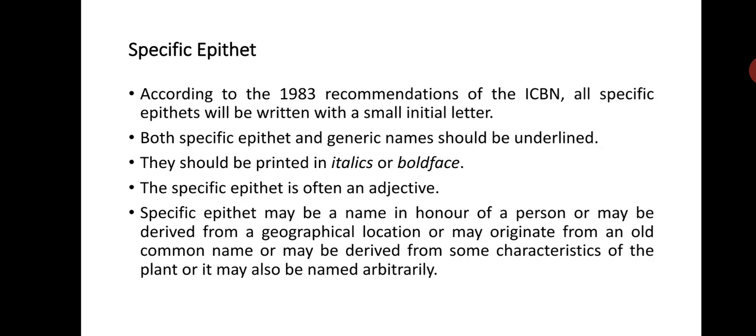Next, moving on to specific epithet. According to the 1983 recommendations of the ICBN, all specific epithets will be written with a small initial letter. Both specific epithet and generic names should be underlined. They should be printed in italics or boldface. The specific epithet is often an adjective. A specific epithet may be a name in honor of a person or may be derived from a geographical location or may originate from an old common name or may be derived from some characteristics of the plant or it may also be named arbitrarily.